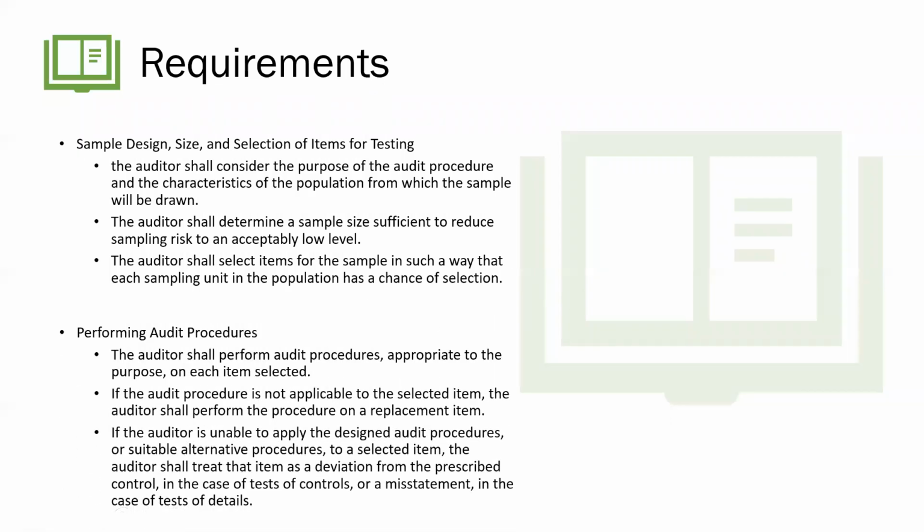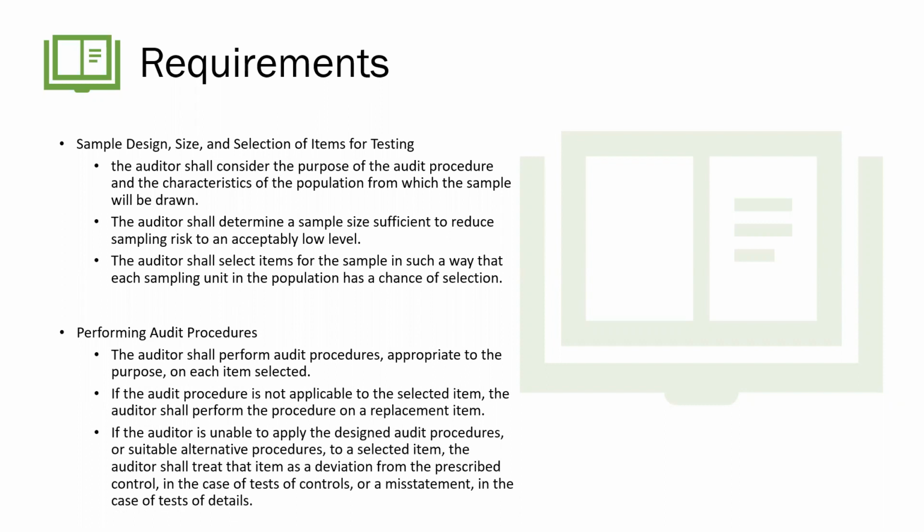When performing the audit procedures, after you've selected your sample, you need to make sure that the audit procedures that you perform are appropriate on each item that you've selected. So the procedures that you're performing should be appropriate and should be in line with the items that you've selected for testing.